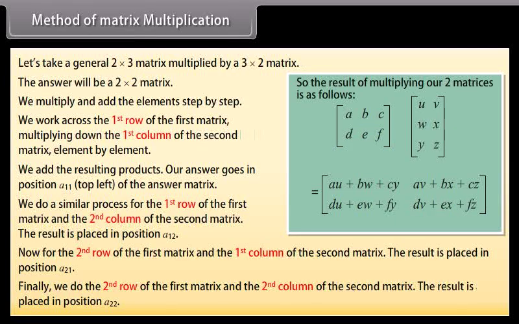So, the result of multiplying our two matrices is: the matrix with first row A, B, C and second row D, E, F, multiplied by the matrix with first row U, V, second row W, X, third row Y, Z, produces the matrix with first row AU plus BW plus CY, AV plus BX plus CZ, and second row DU plus EW plus FY, DV plus EX plus FZ.